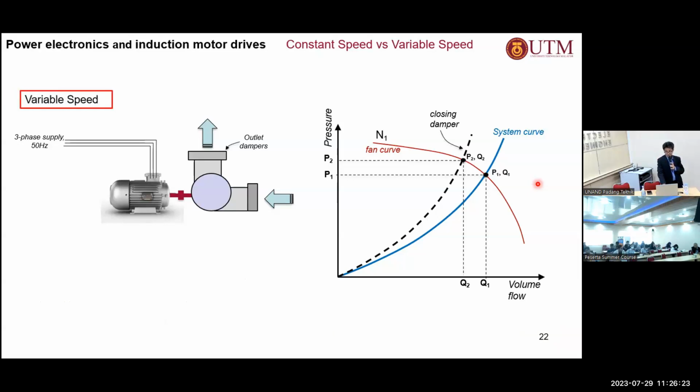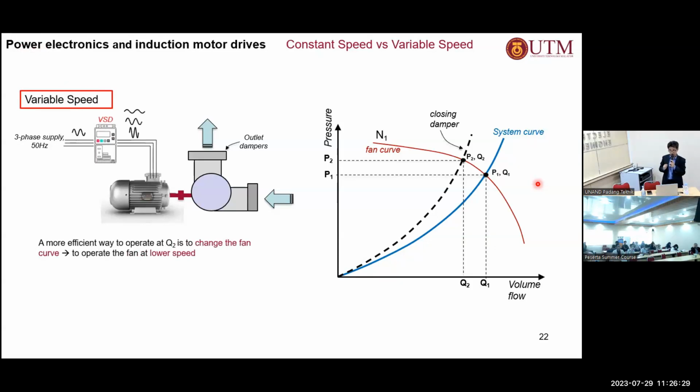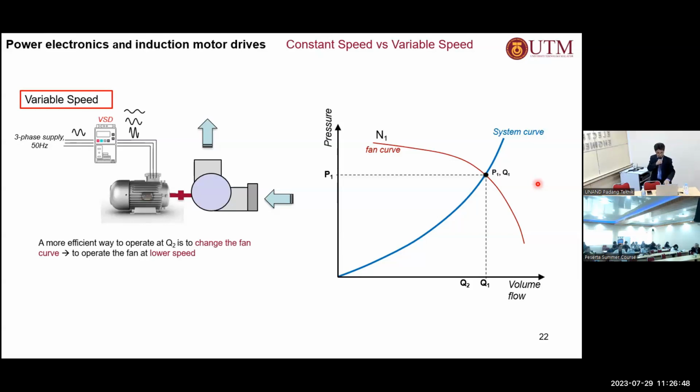Alternatively, we can use a variable speed drive, where we insert the variable speed drive between the supply and the induction motor. And then we can remove the dampers. We don't need the dampers anymore to control the flow rate, and we can therefore remove that curve here. But let's say, for example, that we still require a reduced flow rate of Q2. How do we do that? Well, now we don't change the system curve.